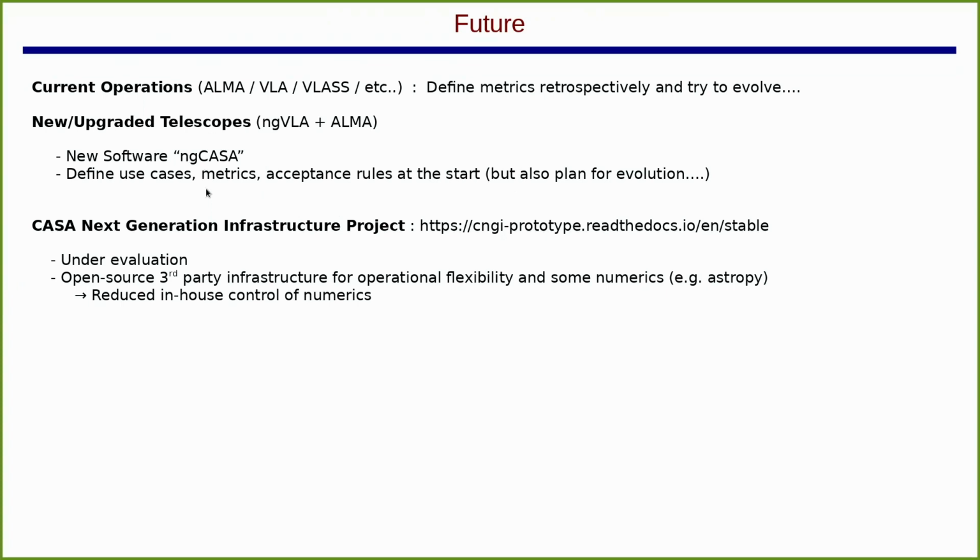At the same time, we are also evaluating what we're calling the CASA Next Generation Infrastructure project. And this is a move towards more open source third-party infrastructure to give us more operational flexibility, and even for some numerics. What this means in the context of numerical correctness is we might end up with reduced in-house control of numerics, which makes it even more important for us to get these use cases, metrics, and acceptance rules sorted out at the start. Otherwise, this is not going to get off the ground. So we'll see how it goes, but that's basically how our project is trying to deal with and navigate this situation.